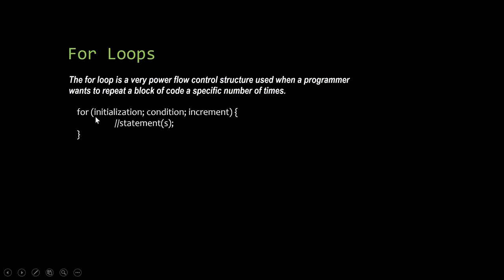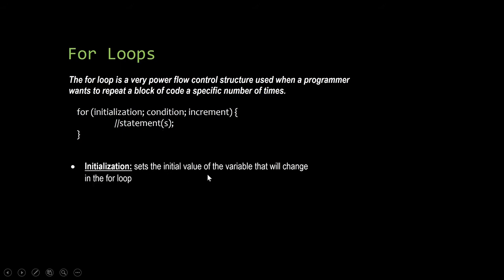We have the for word, obviously. Then we open up some parentheses. Inside the parentheses, we're going to have our initialization, condition, and increment. And then inside is the statement that we're going to run. And we'll look at a specific example, but I first want to talk about what each of these are. So the first thing is the initialization.